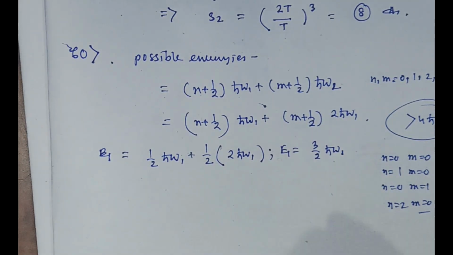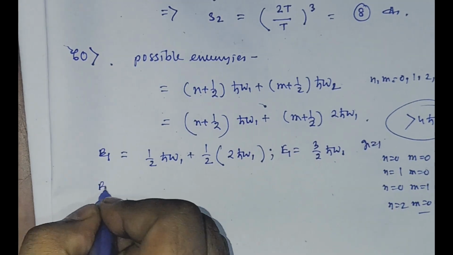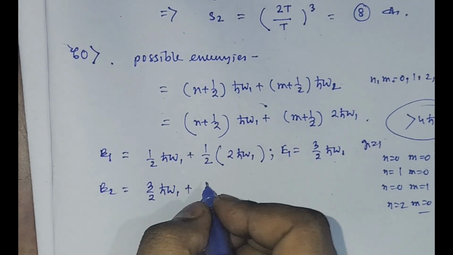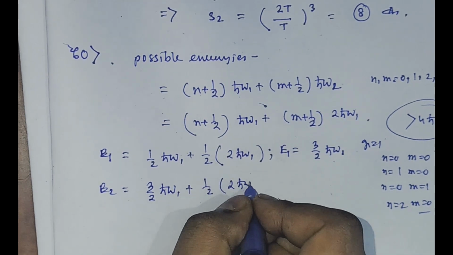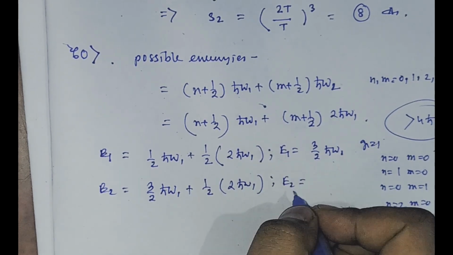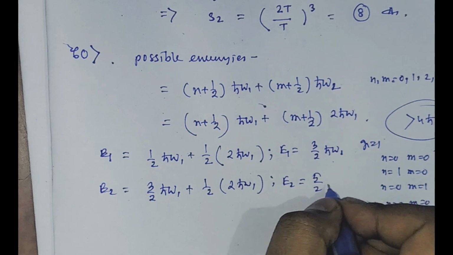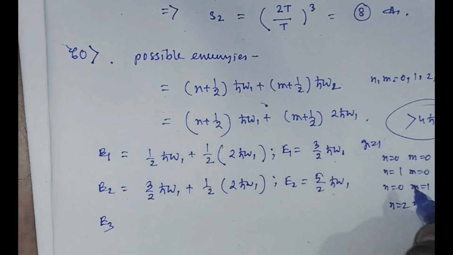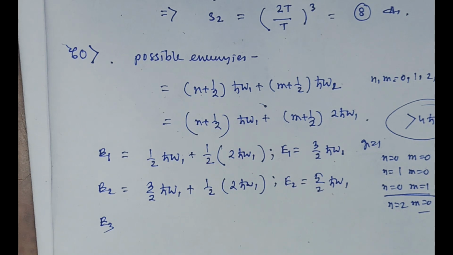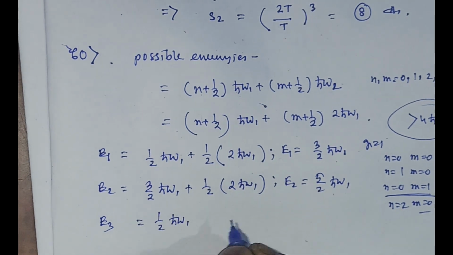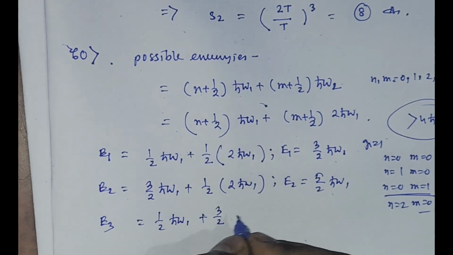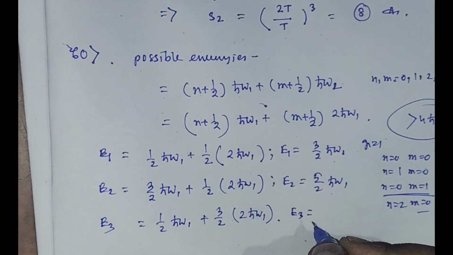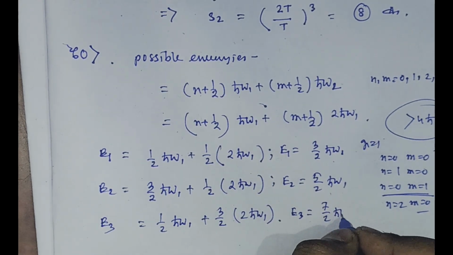And this is G1 equal to 1. Okay, and E2 equal to 3 by 2 ħω1 plus 1 by 2 into 2 ħω1. So E2 equal to 5 by 2 ħω1, right? And for E3, this is n equal to 0, m equal to 1, right? So 1 by 2 ħω1 plus 3 by 2 into 2 ħω1, right? And E3 equal to 7 by 2 ħω1.